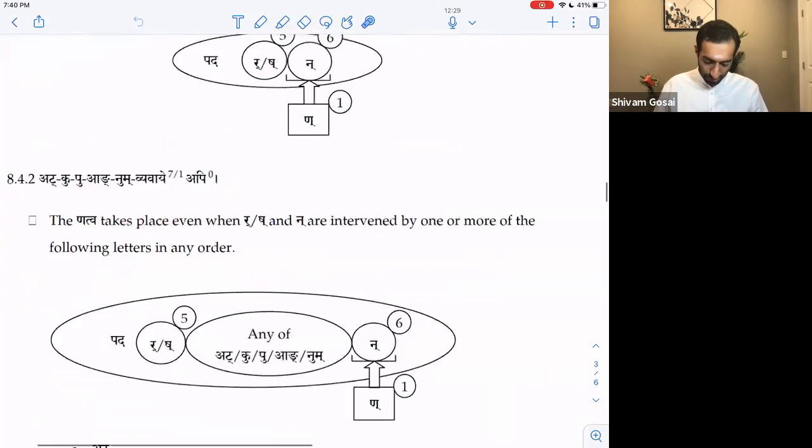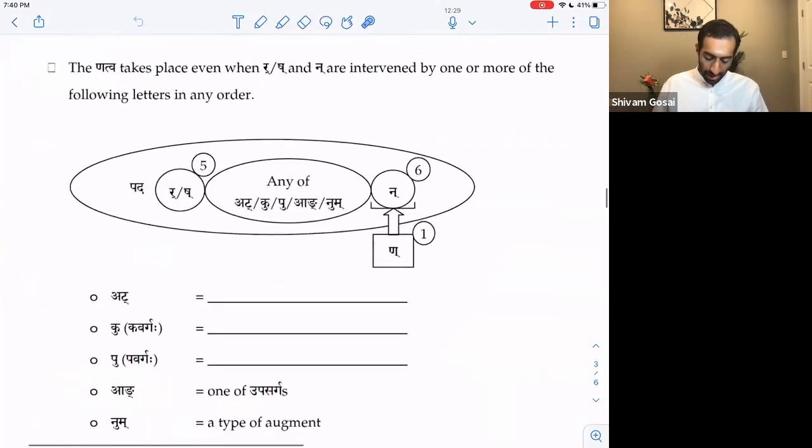Also, this sandhi can take place when we have a few things in the middle. Before, we said ra or sha is immediately preceding, but now this rule gets extended slightly: na replacing na can even take place when, in between ra and sha, you get any of these: a-vowels, ku, and pu. We don't need to worry about ang and nu.